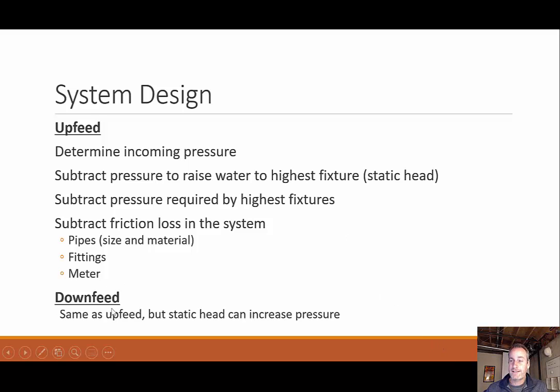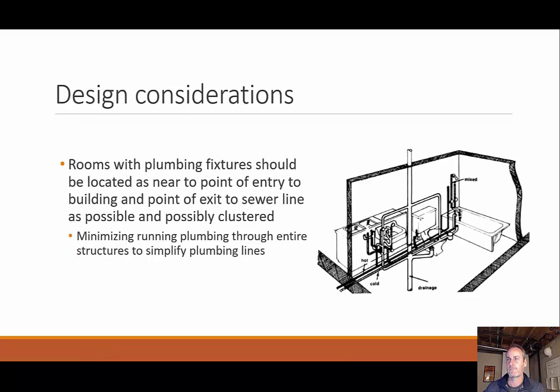Meaning what size pipes, what pressure is needed, can I use an upfeed system, things like that. For the downfeed, it's the exact same thing. We still have all these losses. The only difference is that in upfeed we subtracted the pressure to raise water to the highest fixture. We call that static head. Well, in downfeed, we're actually adding pressure due to that static head. So that's the only real difference between upfeed and downfeed for calculating the size of the system.